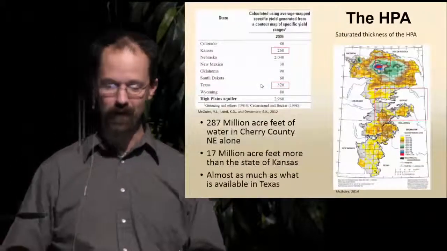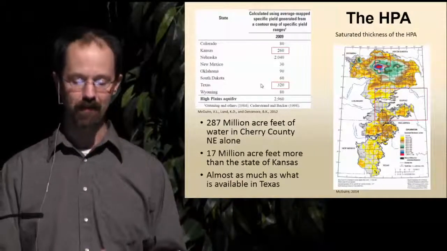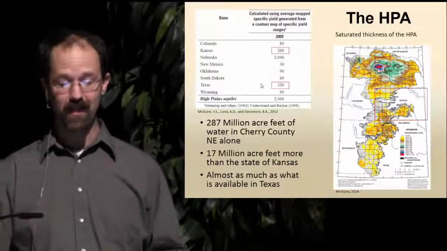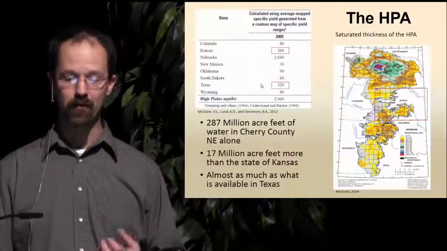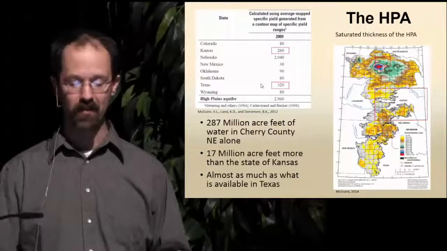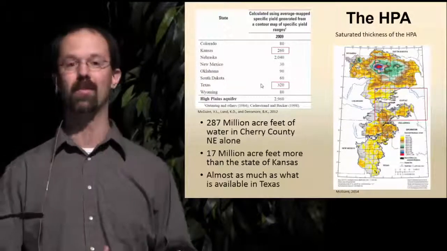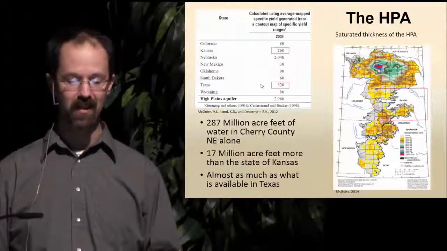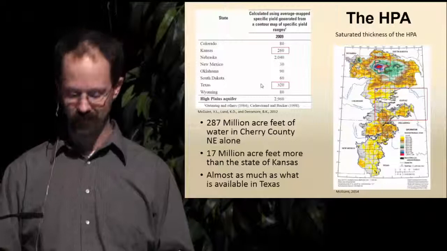In this county alone, somewhere around 287 million acre feet of water. Put that into context, the entire state of Kansas, in the High Plains Aquifer in Kansas has 260 million. So Cherry County has somewhere around 17 million acre feet more water than what's held in the High Plains Aquifer in Kansas, and nearly as much as what's held in Texas.